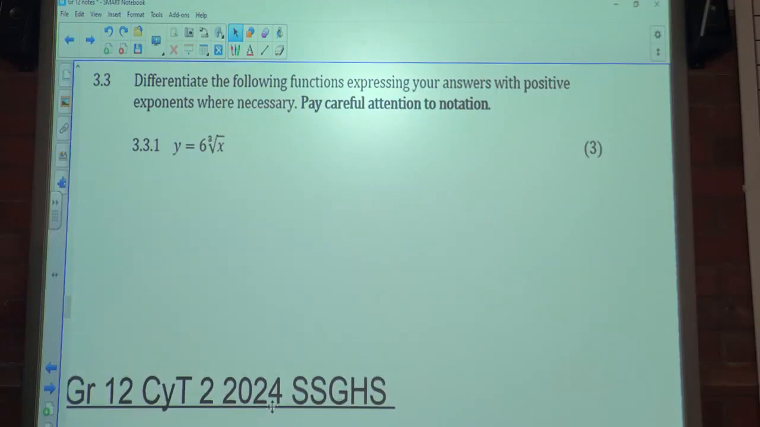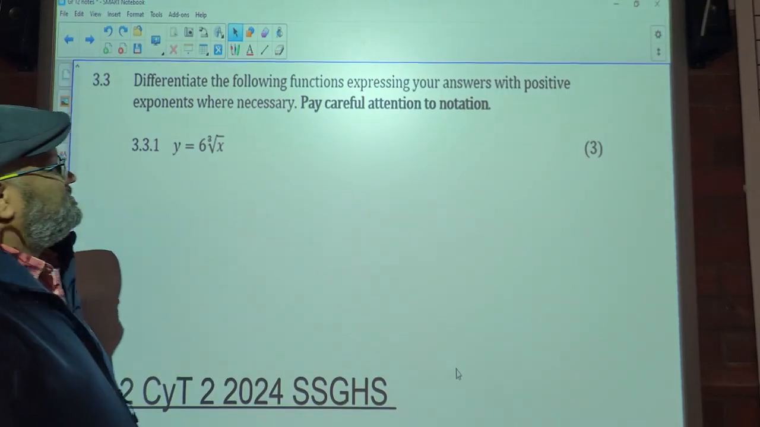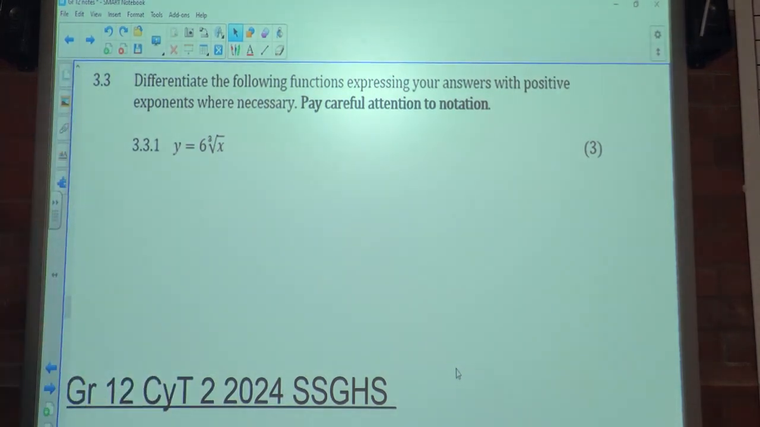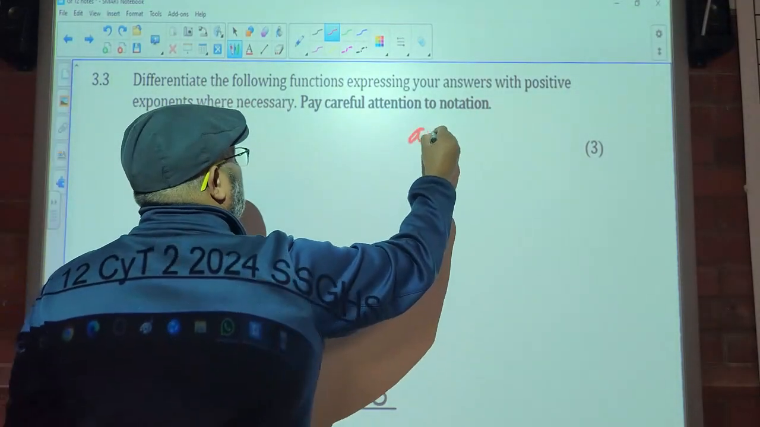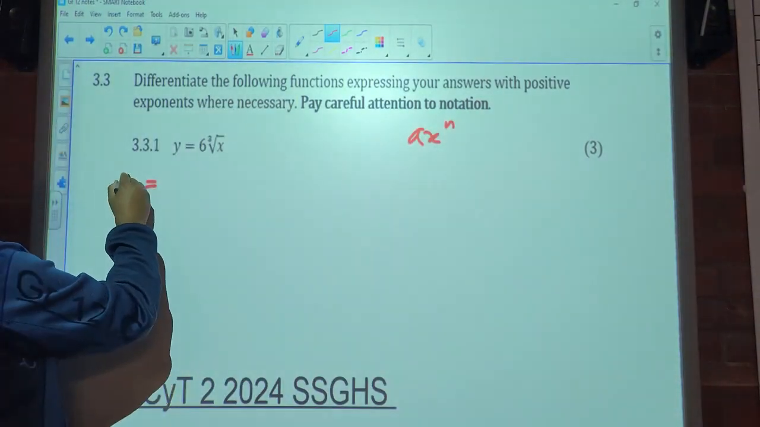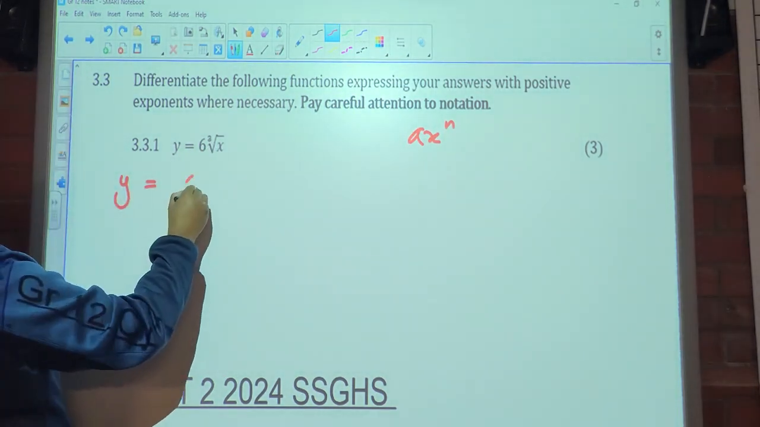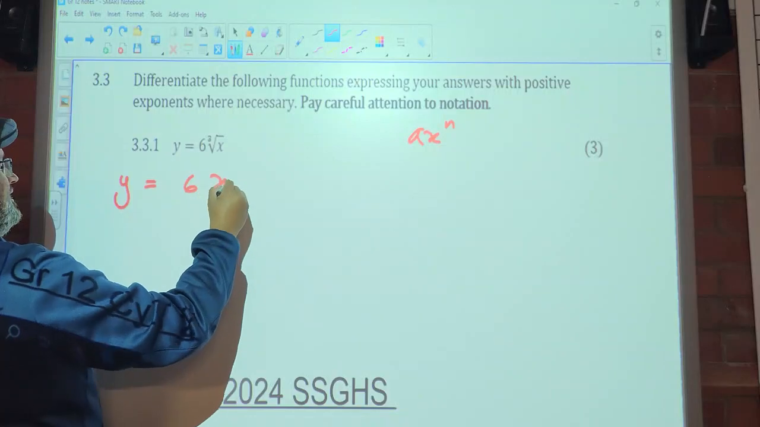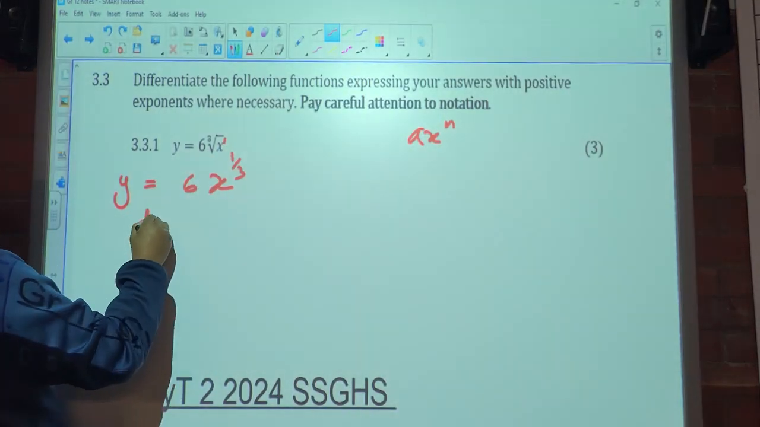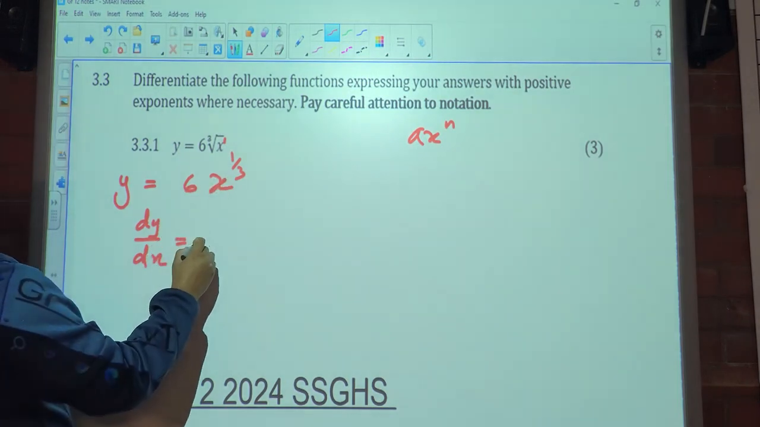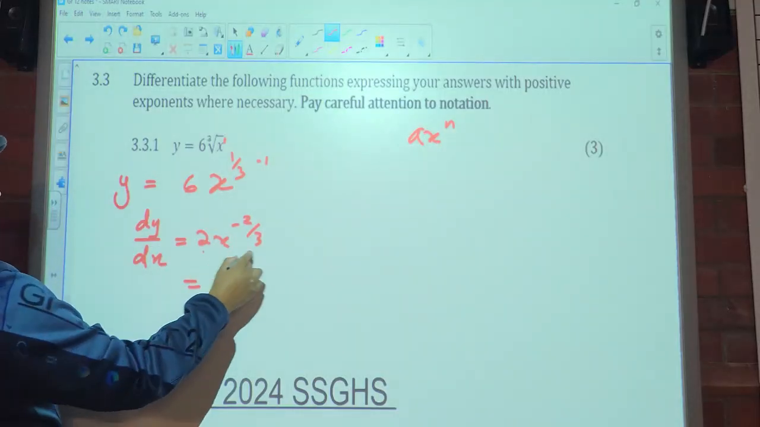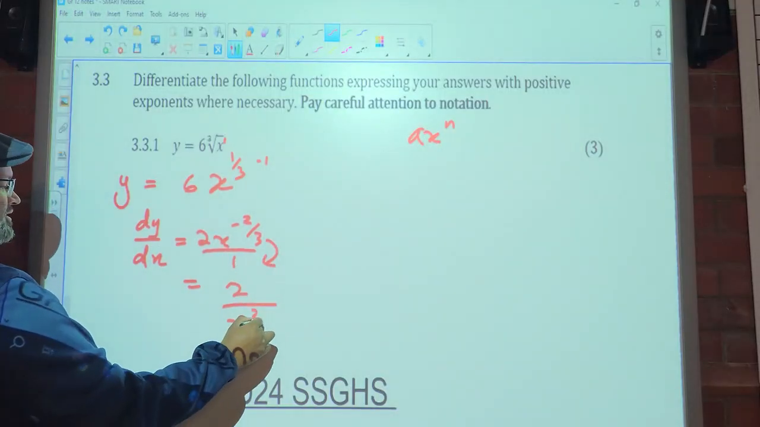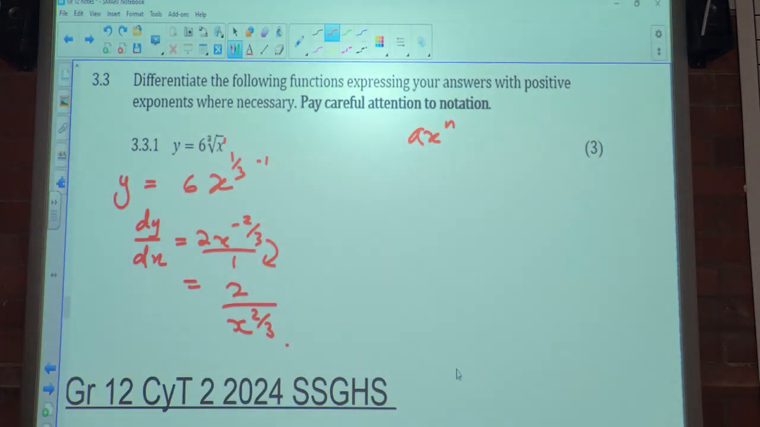People, the 3.3.1, differentiate the following function, expressing your answer with positive exponents when necessary, pay careful attention to notation. Alright. So firstly, we need to get this in the form of ax to the exponent n to apply the derivative. So we're going to write from third root to exponential form. So it's 6 times x to the 1 over 3. Apply my derivative. So dy over dx is equal to 6 times a third is 2. Minus 1 gives you negative 2/3. This is negative exponent. Bring that down. So it's 2 over x to the 2/3. Okay. Next question.